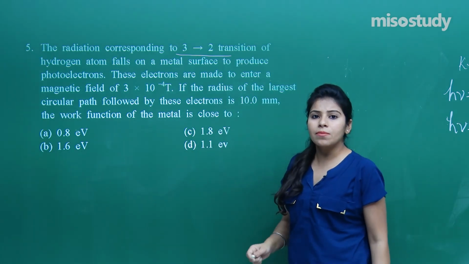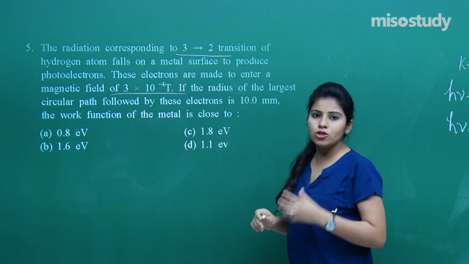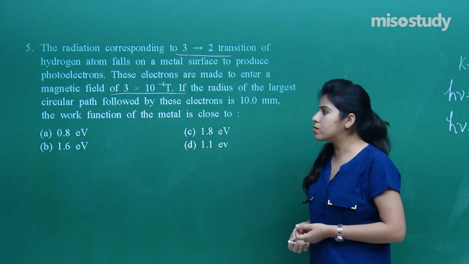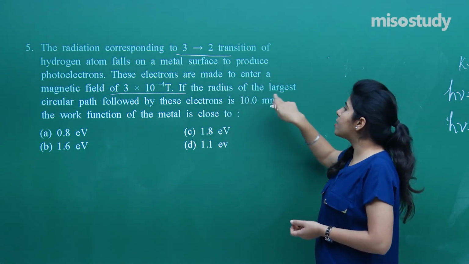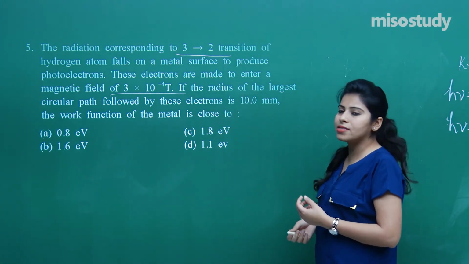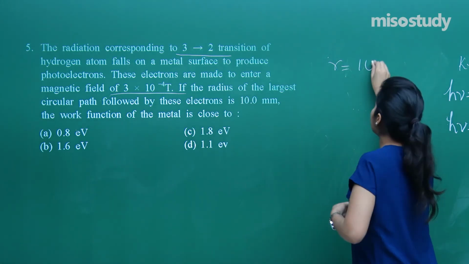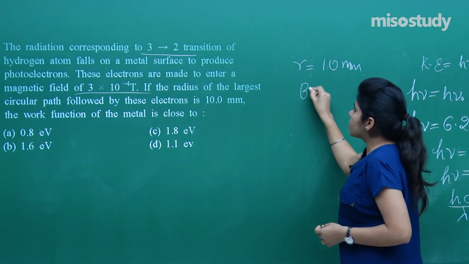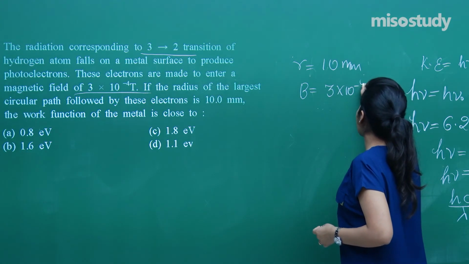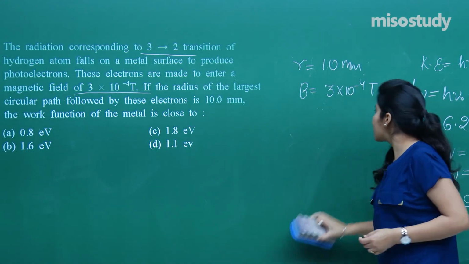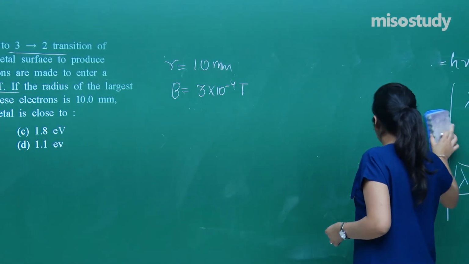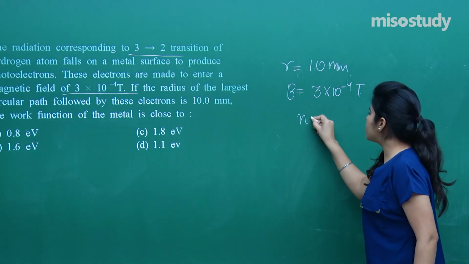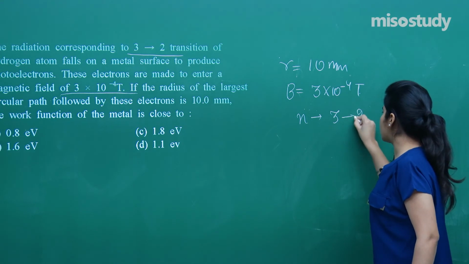These photoelectrons are then made to enter the magnetic field. And you know that when the photoelectrons move in the magnetic field, they will rotate in a circular path. So they are telling us the radius of the largest circular path followed by these electrons, and this radius is 10 millimeter. What else has been given? Magnetic field, given as 3 into 10 raised to the power minus 4 Tesla. And the transition is from n equals 3 to 2.